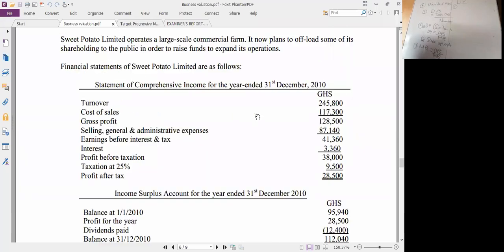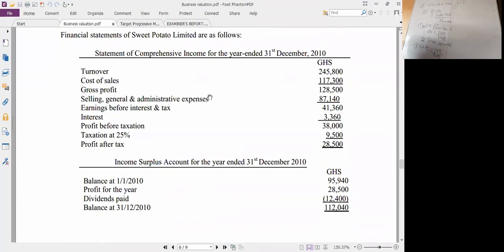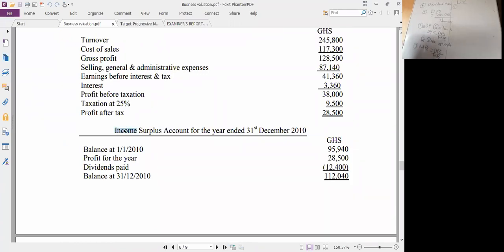So let's go to sweet potato. Check the income surplus of sweet potato. That's what you see. So you go to the change in equity, income surplus section. Open balance is there. Profit for the year, that's profit after tax, less dividend. So the dividend is 12,400 divided by the number of shares. You are done. That's step 1.